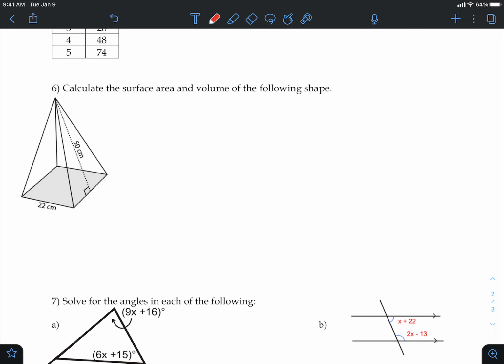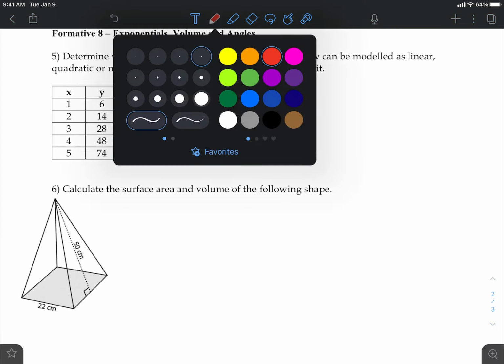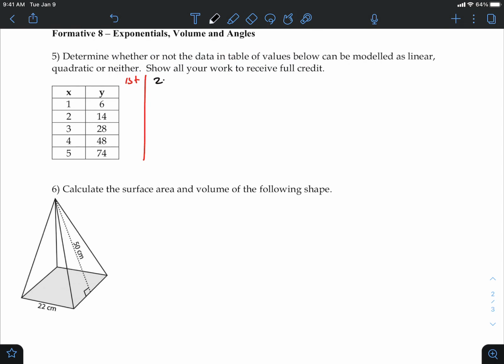Okay, so for 5, remember we talked, here's just a random data set, and I want to know, is it linear, quadratic, or is it something completely else that you don't care about right now? That's all I care about. That's all I want to know. So I gave you a process. We're going to check first and second differences, and maybe I'll do the second ones in black so that we can see them.